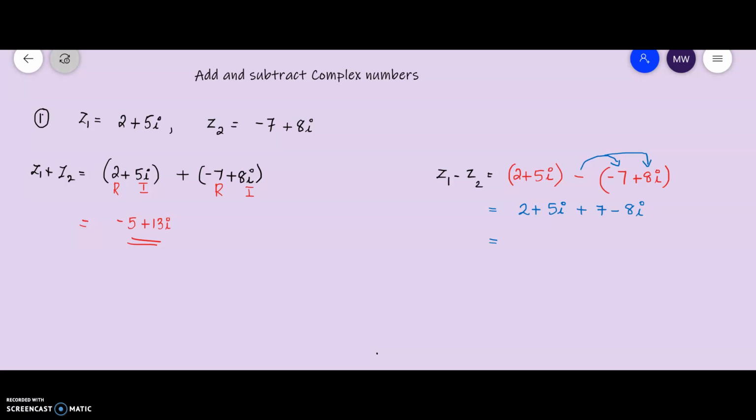And then the rules are the same as addition. You combine the real with the real. So here the real numbers are 2 and positive 7. So 2 plus 7, you get your real part as 9. And then your imaginary part is positive 5i and negative 8i. So they add up to become negative 3i. So that is how you subtract complex numbers. Let's try one more example.